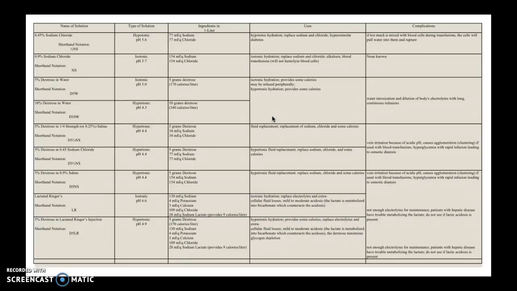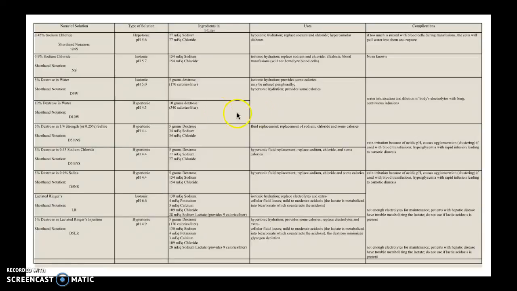So these are different fluids, nine different fluids. These are the ones that are in your Iggy book, and there are many, many more fluids than this. But these are some basic ones, and they're categorized by their tonicity.